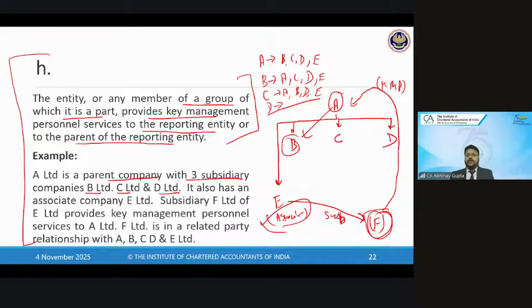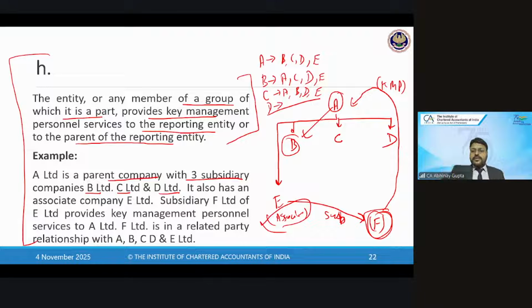Now, another doubt coming to mind. How come F is providing the KMP service? That is one question from your side. Not that question. My question is different, sir. We studied earlier that if the parent is providing KMP service to the subsidiary company, then all of them are related parties. But if the subsidiary is providing the KMP services, then it is not a related party. Something like that, some provision we read, right?